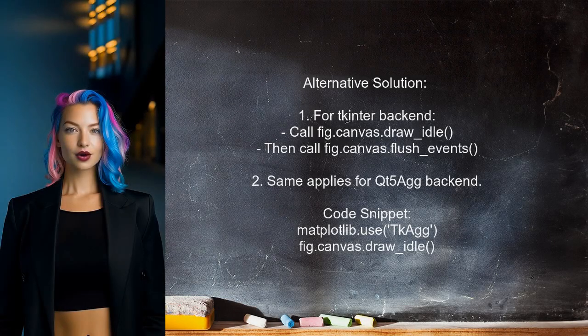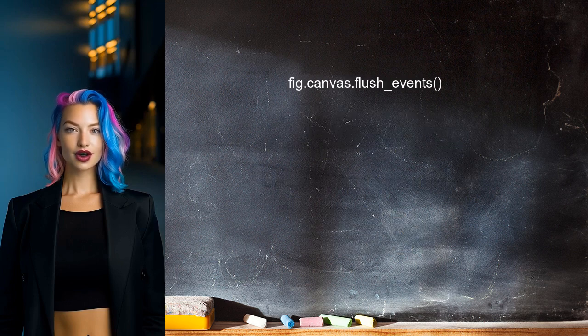An alternative solution from a user suggests that when using the tkinter backend, you need to call fig.canvas.draw_idle before fig.canvas.flush_events. This ensures that the plot updates correctly without bringing the window to the foreground. The same method applies if you're using the Qt5Agg backend.